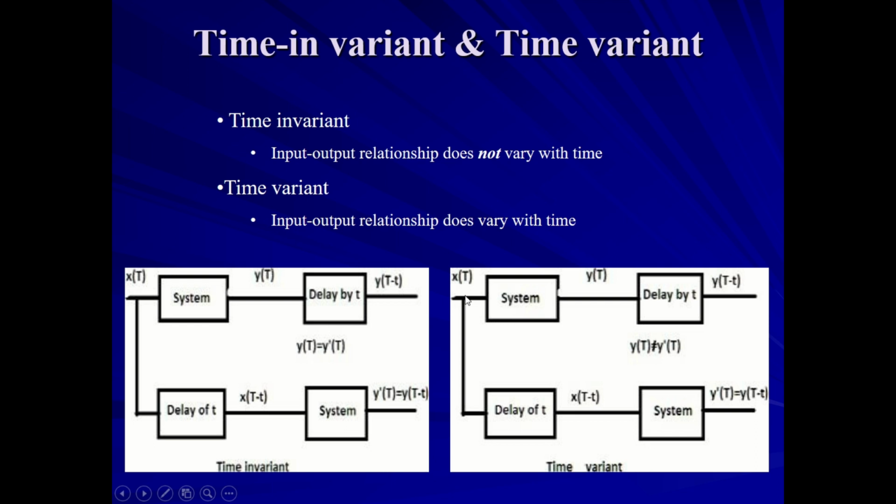The second figure represents a time variant system. In this case, we first apply x of t to the system, which generates y of t, delayed by t samples, giving y of t minus t. In the second case, we first delay the input signal x of t to generate x of t minus t. After applying it to the system, it generates y dash of t, and y of t minus t does not equal y dash of t. That means the system varies with time. So this is the case of a time variant system.